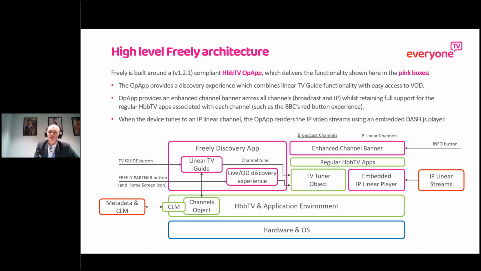It also deals with broadcast channels as well, and deals with some clever stuff to do with swapping HD and SD services in a regionally sensitive way. And then we also work with all of our content providers to provide their IP video streams, which come into the JS video player that sits within the OpApp. And on top of any of these apps, you can run a regular HbbTV app, and you have all the functionality you want.